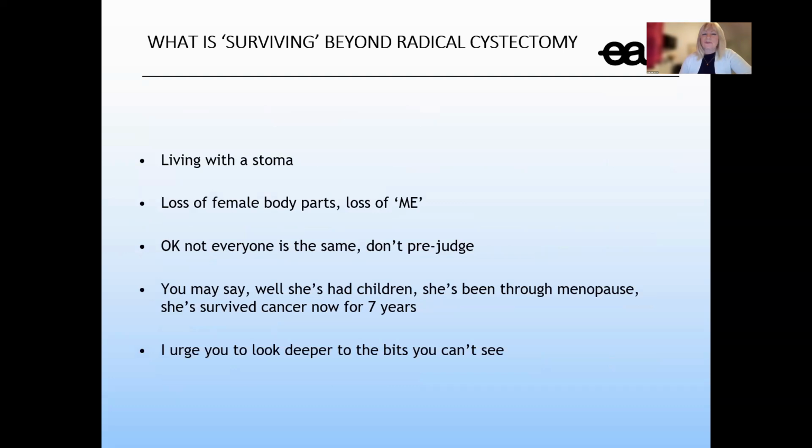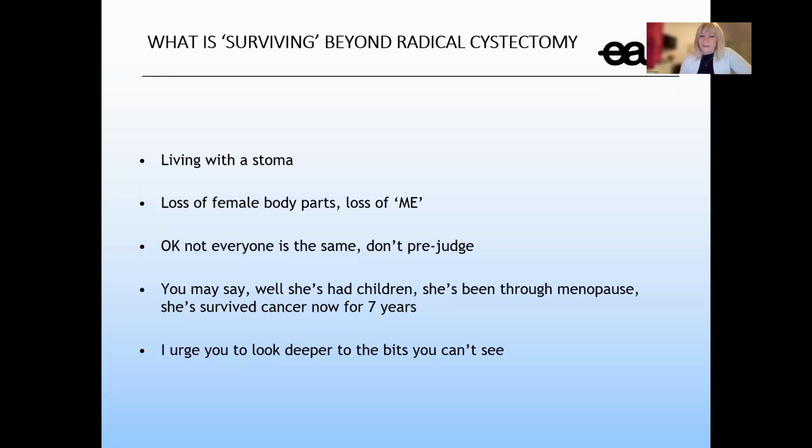So what is actual surviving beyond the radical cystectomy? Well, we have to obviously learn to live with a stoma, which is hard enough in itself. This is life-changing surgery. Quite importantly, and for me, I lost a lot of body parts. 19 actually were taken from me with the total operation. But apart from the loss of the female body parts, I very sadly had this tremendous loss of me.